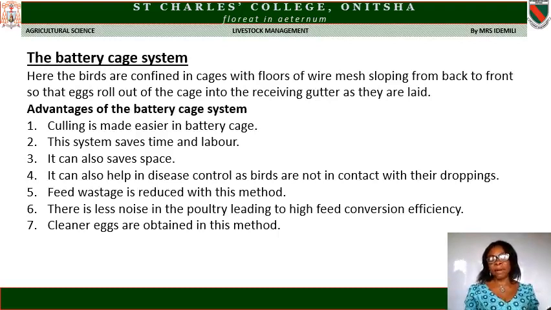Number 1, culling is made easier in the battery cage system. Number 2, this system saves time and labor. Number 3, it can also save space for the farmer. Number 4, it can also help in disease control as birds are not in contact with their droppings. Number 5, feed wastage is removed with this method. Number 6, there is less noise in the poultry, leading to high feed conversion efficiency. That is, birds can easily feed and then convert their feed into eggs in a very short while. Number 7, cleaner eggs are obtained in this method.